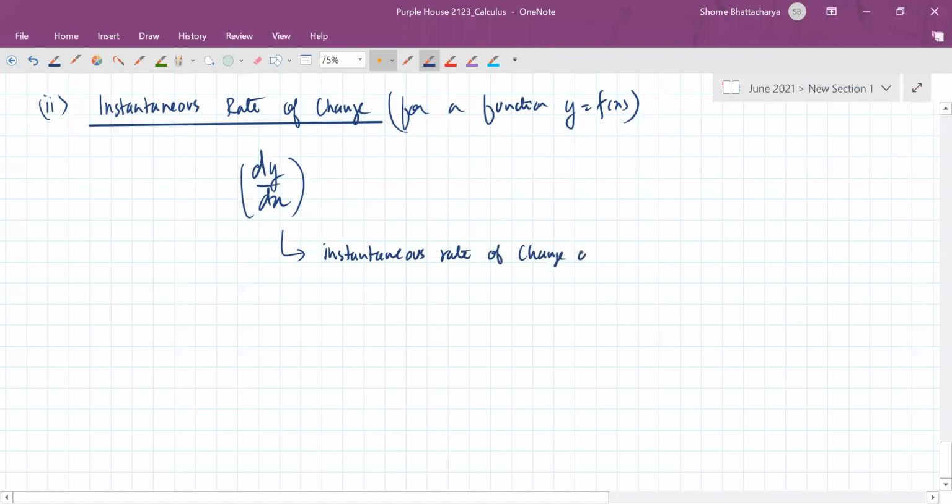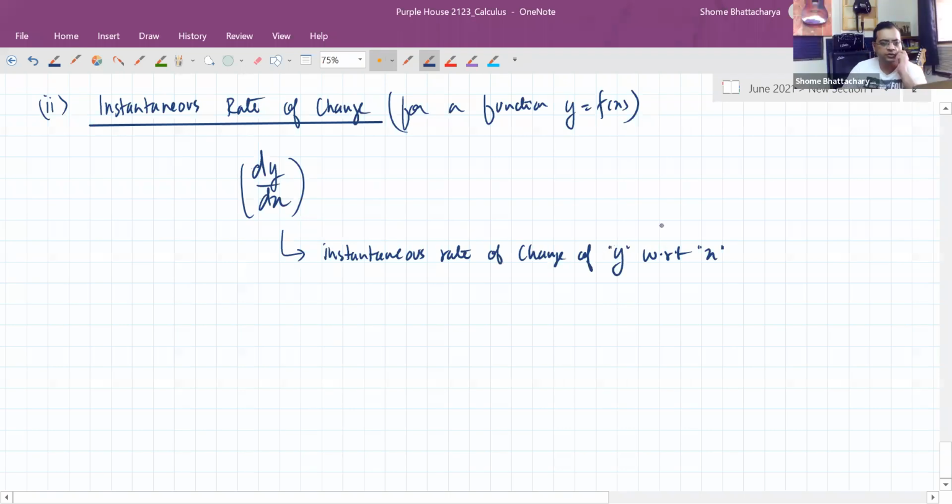Sir, so we did instantaneous rate of change in the last lecture, no? Yes. As I said, I'm doing a recap of that concept. We just saw the definition last time. Now we'll see how to apply the formula, etc.